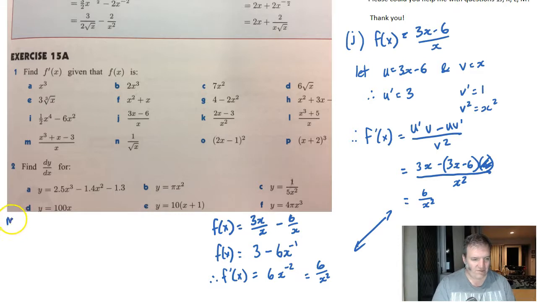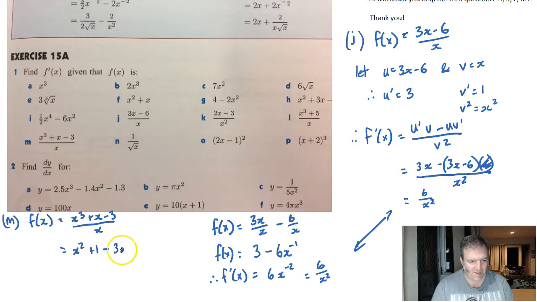Let's have a look at M just to make sure. I'll leave you a couple to do, but you've actually had a chance to see a couple as well. So f of x equals (x cubed plus x take 3), all divided by x. What am I going to do? I'm going to write each one over x. So x cubed divided by x is x squared, x divided by x is 1, and negative 3 divided by x is negative 3, x to the negative 1.